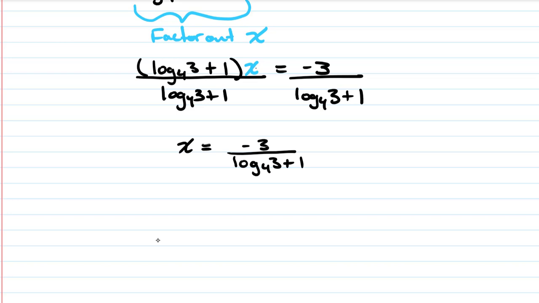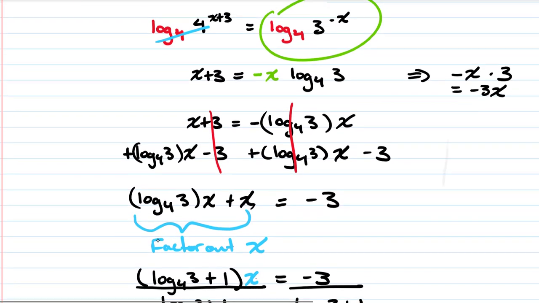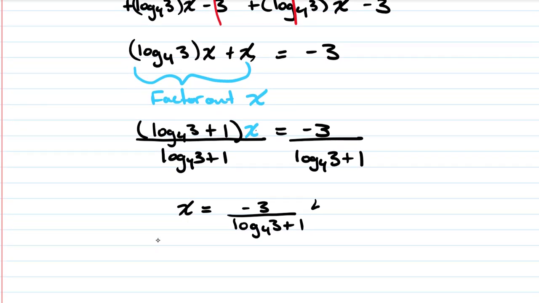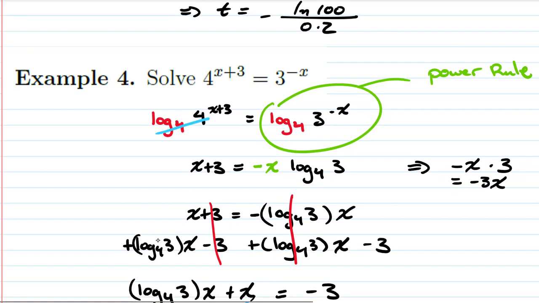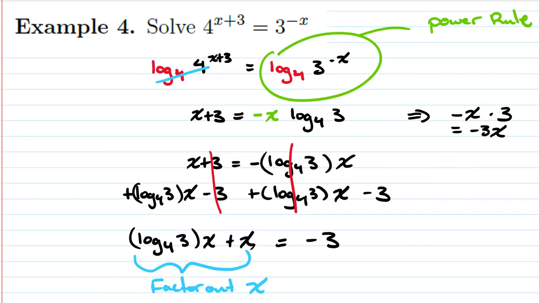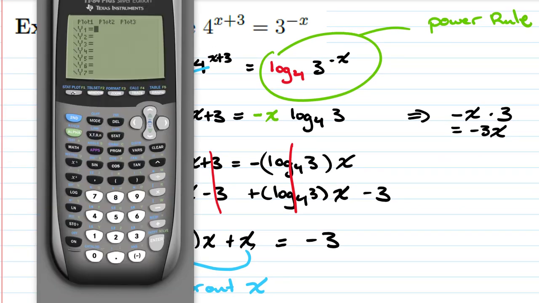And that's my solution to that equation. And once again, this is my exact answer. If I only needed an approximation, I could go back to the original problem and graph each of these in my calculator. So 4 raised to the x plus 3 and 3 to the negative x. And if I graph, it's going to think for a second. And then I'll see my point of intersection right there.